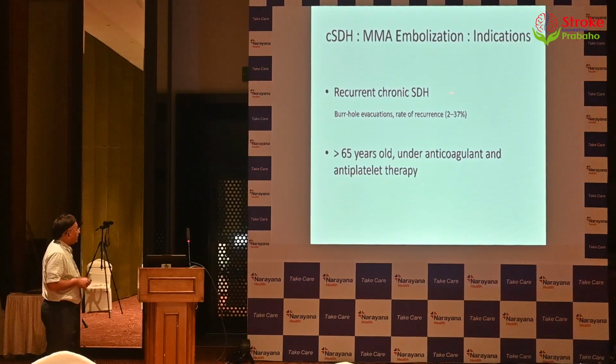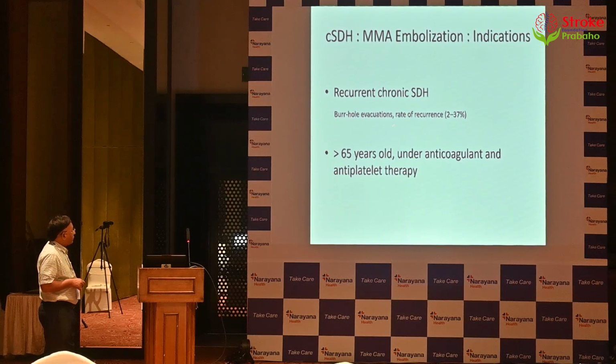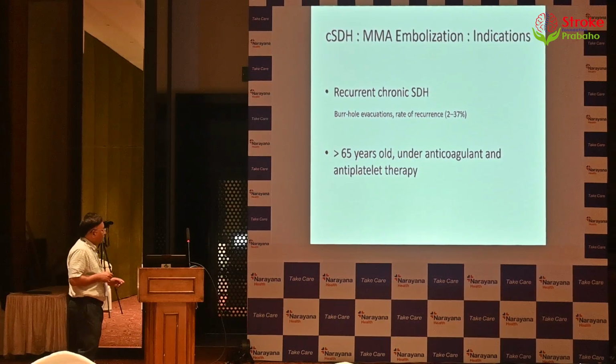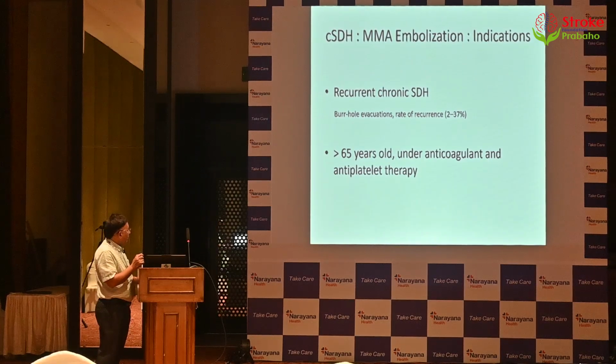What are the indications for MMA embolization? The most important indication is recurrent chronic SDH, because after burr hole irrigation the rate of recurrence is around 2 to 37%, taken as around 20 to 30% of patients. Even in spite of burr hole irrigation, patients may have recurrent SDH, and in that case middle meningeal artery embolization is indicated. Another group is older patients on anticoagulant and antiplatelet therapy where it is not feasible to stop them because of recurrent stroke or maybe a prosthetic valve.